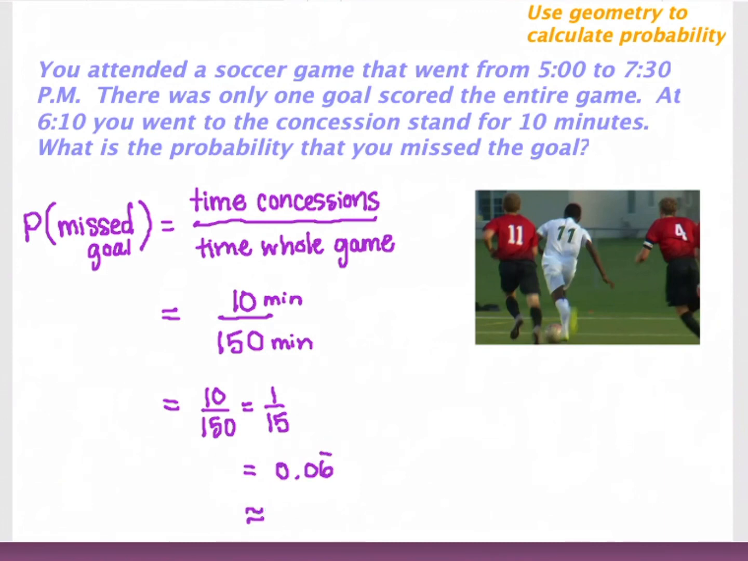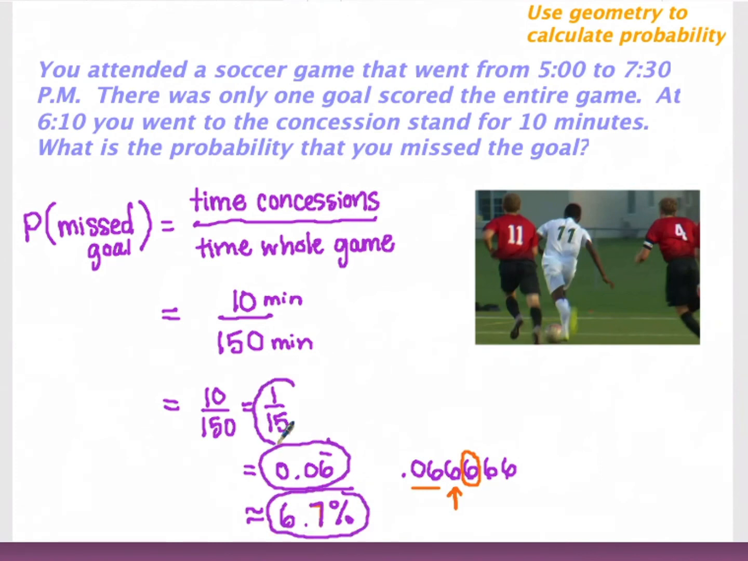And if you're a percent kind of kid, 0.066666. If I wanted to round it to, I suppose I would say 6 point something percent. I usually like to go one decimal there. So here's the 6%. Would I round that up to a 7 or would I leave it a 6? All depends on what's behind him, and that 6 right there makes him worthy of being bumped up, so that would be about a 6.7% probability that you missed the only goal during the whole game. That'll teach you to go get snacks.